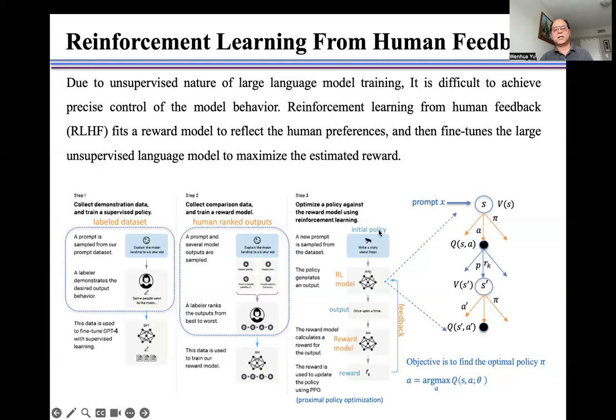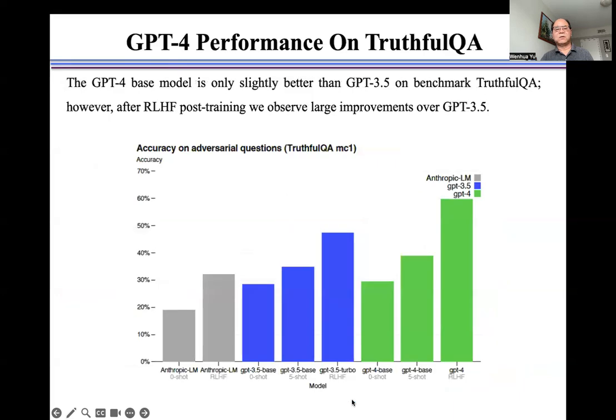First, we use the initial policy to generate the output from a reinforcement learning model. And then the reward model uses this as the input to generate a reward. And this reward is used as feedback to the reinforcement learning model to optimize the policy. We will give technical details for reinforcement learning from human feedback and proximal policy optimization in other videos.